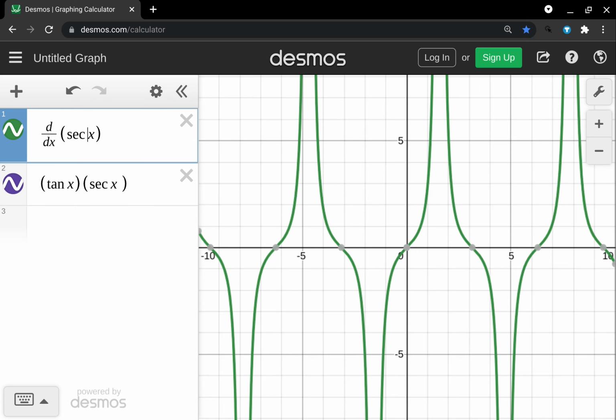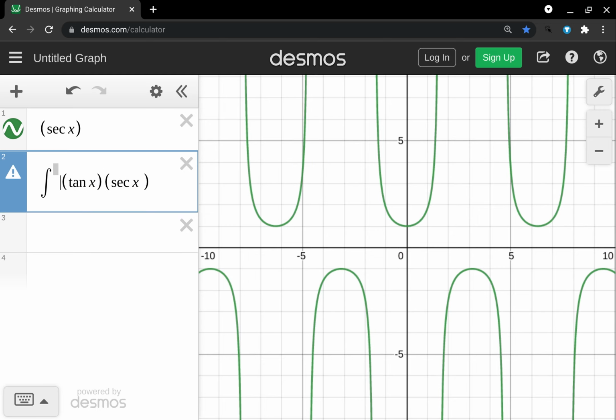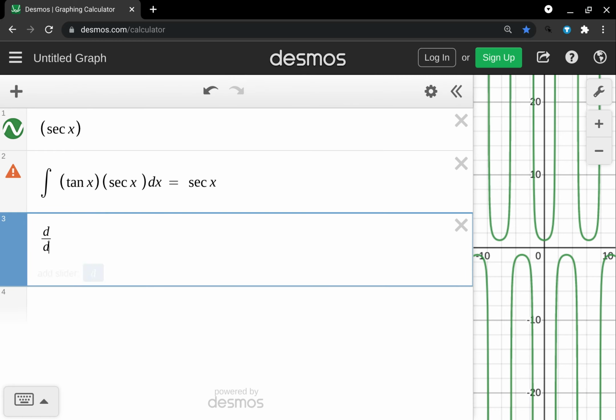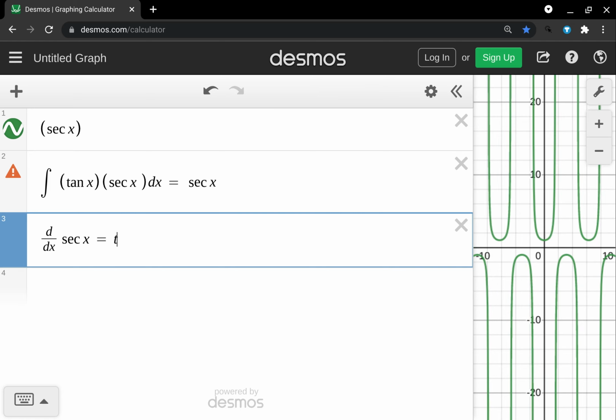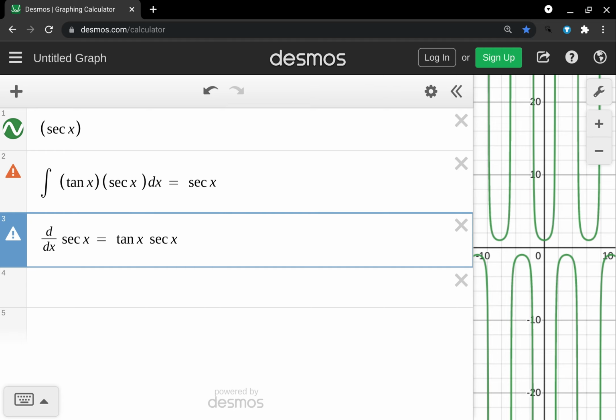I was taking the derivative of the wrong function, but as we can see, the derivative of secant x equals tan x times secant x, which means the integral of this function equals secant x. Just write this in for emphasis. dx equals secant x. And just to finish it all off, d over dx of secant x equals tan of x times secant x. And that is that problem done.